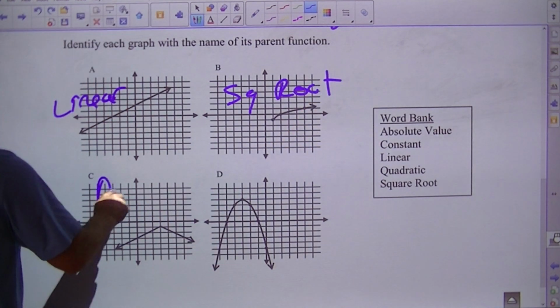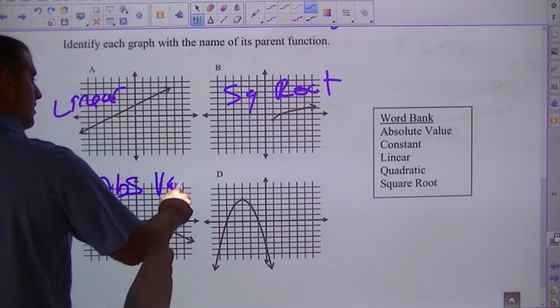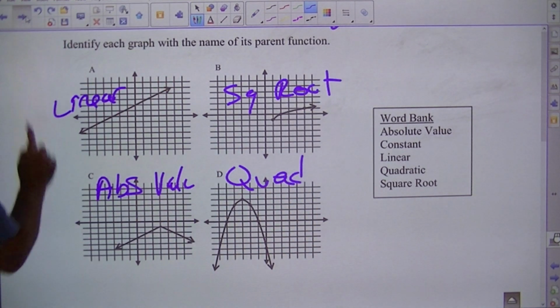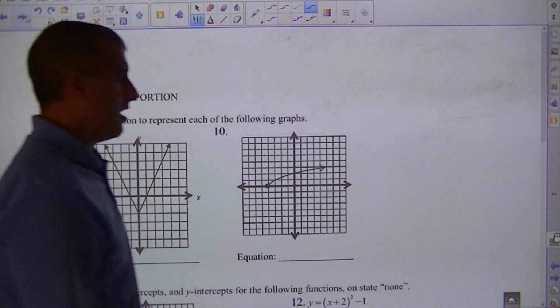This is absolute value. This is quadratic. I think you guys all know that. Okay? All right.